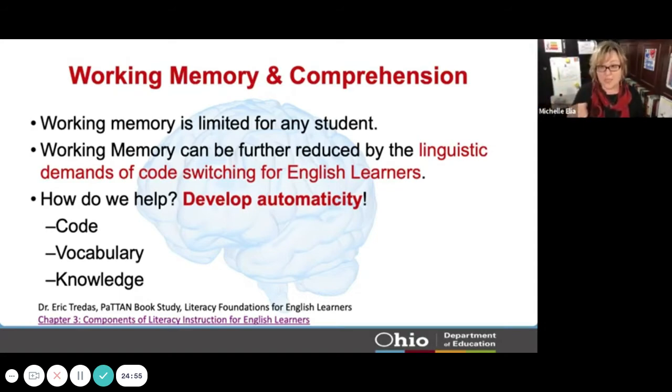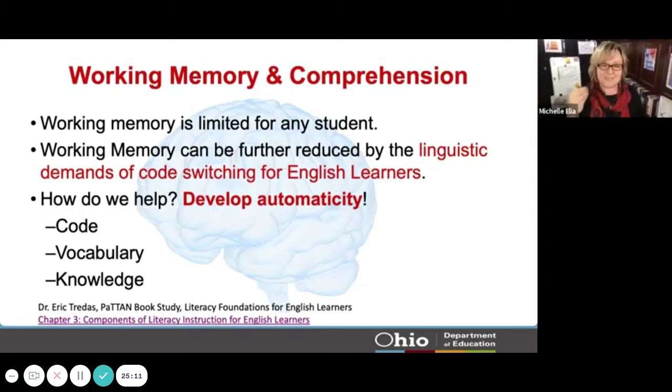So you want to increase working memory. You can't increase that space, but you can take up other things. You can limit the other things that take up that space, right? And so we can limit the act of decoding from taking up space by automatizing it, which we're going to do in our next session.